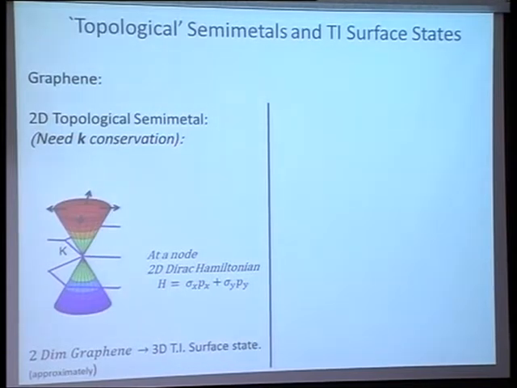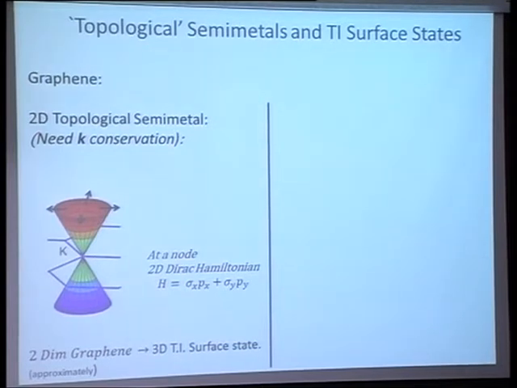The key, it turns out, is that you need to appeal to momentum conservation. Unlike topological insulators, which you can define in the absence of translation symmetry, in fact in the presence of disorder, here we will need to assume that crystal momentum is conserved. Or at least we'll make that assumption. Crystal momentum is conserved, so I can talk about a part of the Brillouin zone or a particular point in the Brillouin zone.